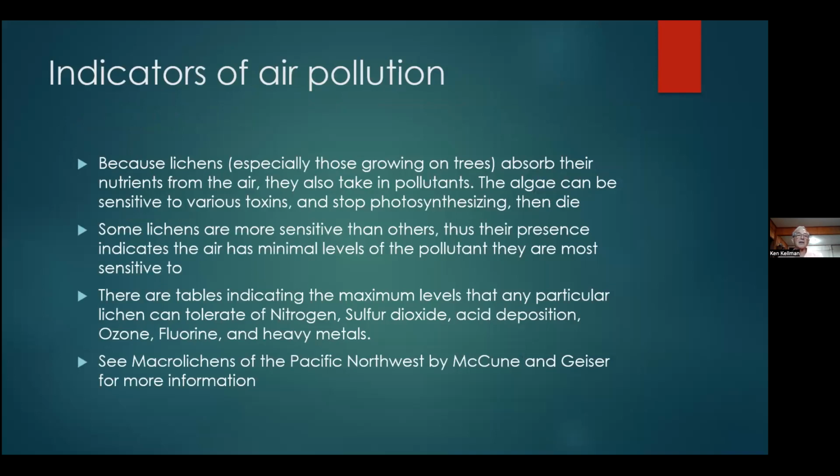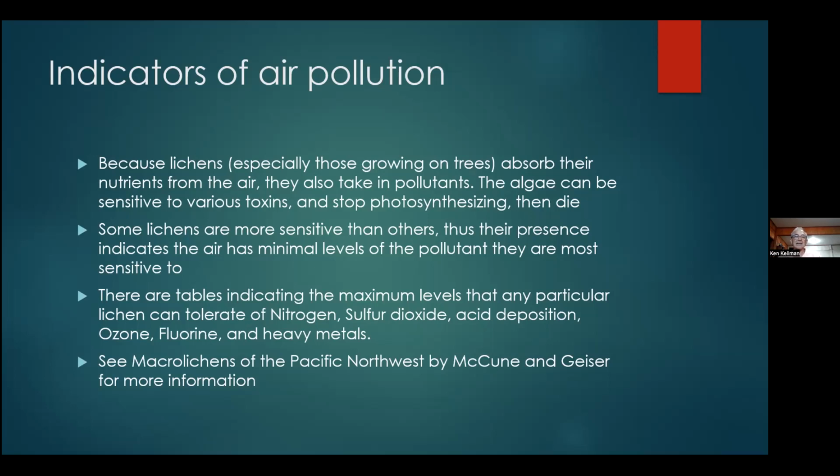Scientists use lichens as indicators of air pollution. Because those lichens absorb their nutrients from the air, they also take in pollutants, and the algae can be sensitive to those pollutants. If they are toxic to the algae, they'll stop photosynthesizing, and then the lichen will die. Some lichens are more sensitive than others, and so their presence indicates how clean or dirty the air is.